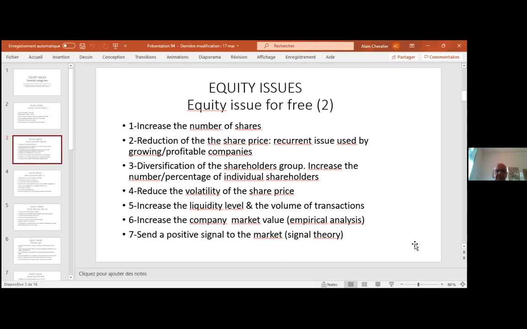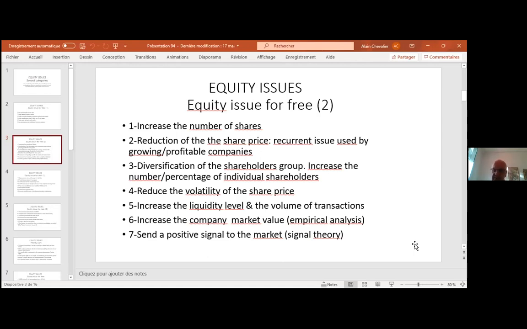So, point 5, when you increase also the number of shareholders, when you increase the number of shares, generally you increase the volume of the market and the liquidity level of the firm. And that is what I just said, when you increase the liquidity level, generally you increase also the price of a share and the market value, of course, not the value of the company.